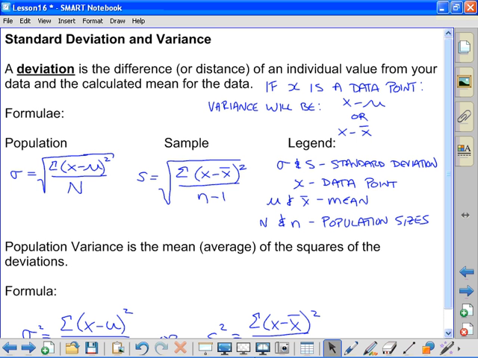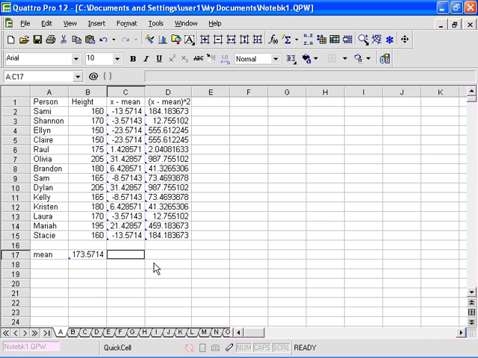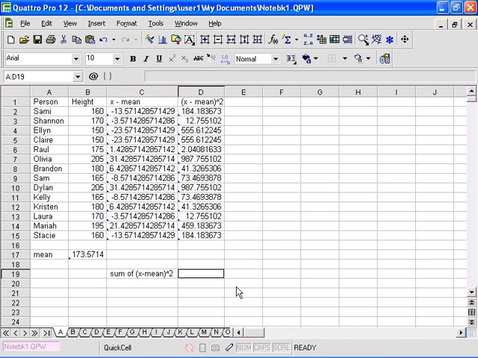Now we need to take the sum of it. So you can see it builds. If you have the formula sheet, you work your way in, or work your way out. So we want the sum. I'm just going to go down here: sum of bracket x minus mean squared. And you can write this up however you want. So at sum, I want the sum of this column.